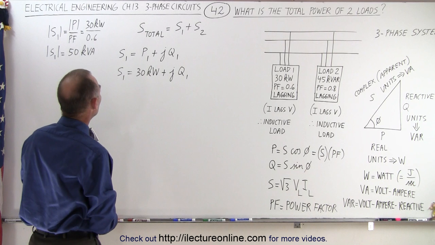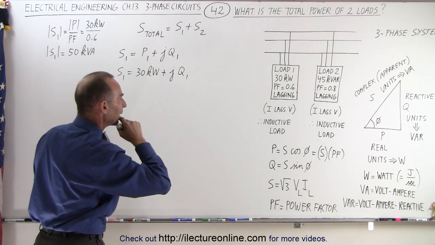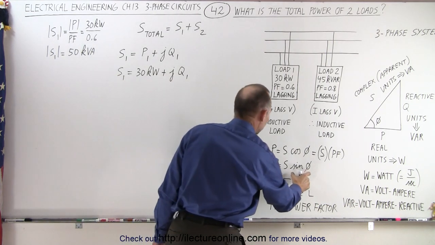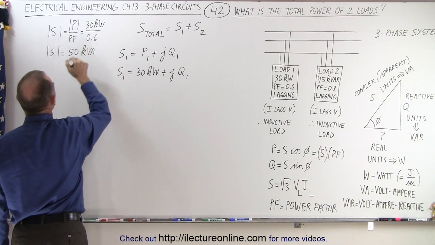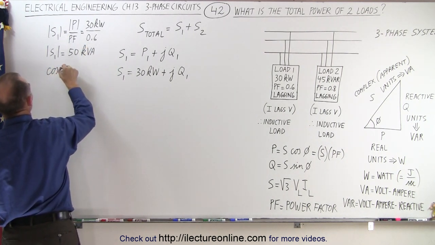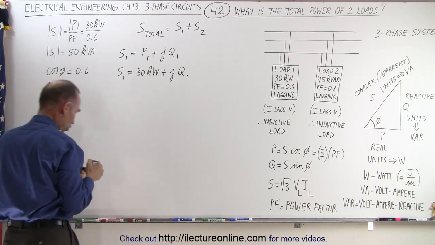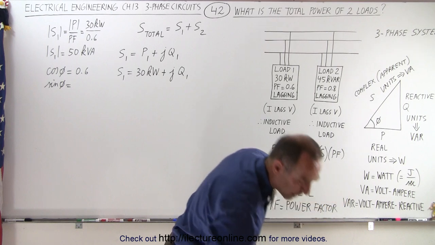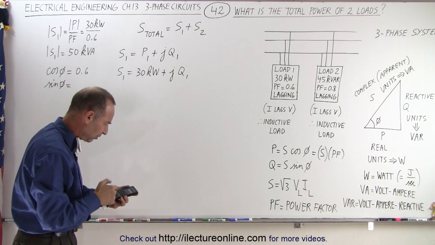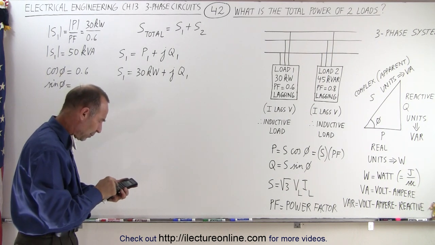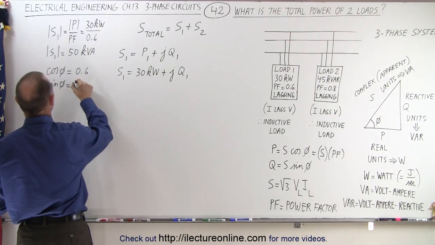All right, so now we can find Q, because Q is the opposite side. So now we can take the sine of phi. First of all, if the cosine of phi is equal to 0.6, then the sine of phi is found by taking the inverse cosine of 0.6, which is 53.13 degrees, and then we take the sine of that, and we get 0.8.